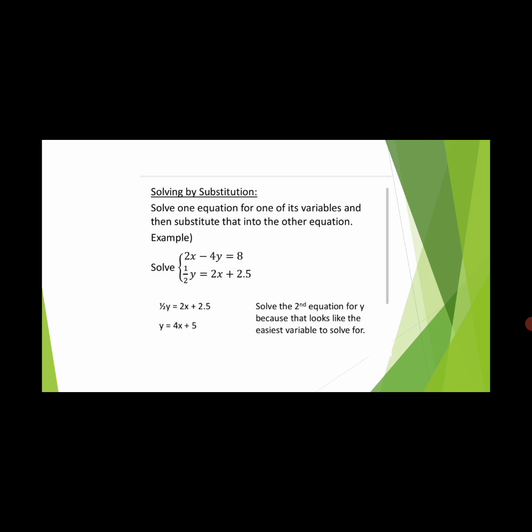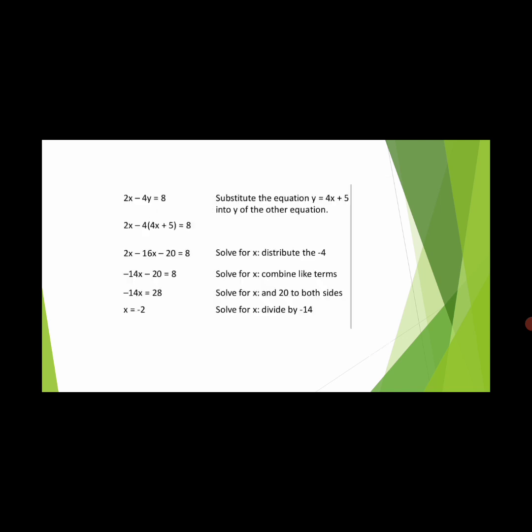For example, half y equal to 2x plus 2.5. Solve the second equation for y, because that looks like the easiest variable to solve for. So we take half y equal to 2x plus 2.5. Now we want y, so y equal to 4x plus 5, and we have to solve the 2x minus 4y equal to 8 equation. It is a substitution method.